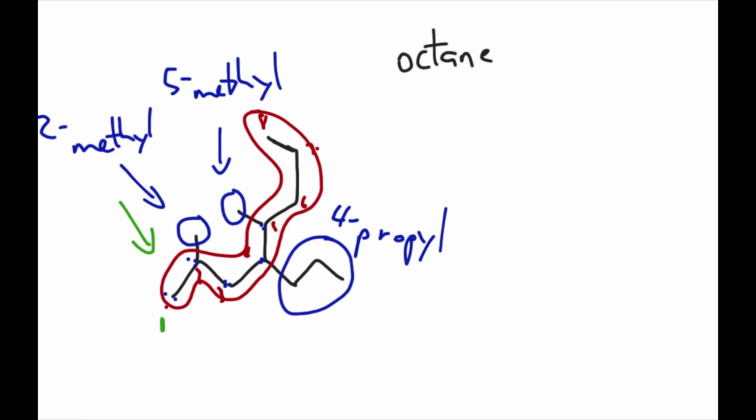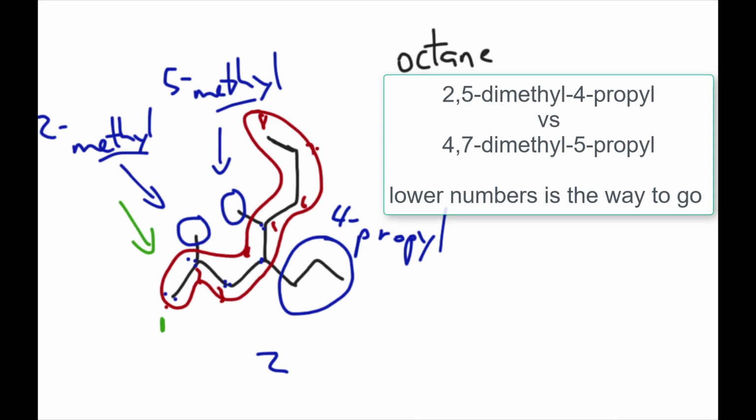Now to write this out properly, we don't use the 2 methyls one after the other, 2 methyl, 5 methyl in the naming. We're going to use a prefix called dimethyl. So we're going to say that we've got a 2,5 dimethyl. So that is the combination of those 2 functionalities.